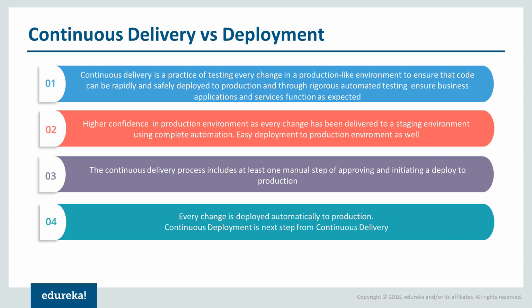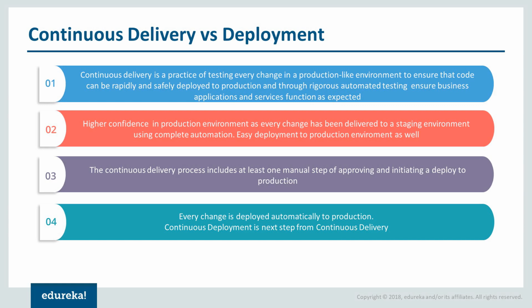Higher confidence in production environments, as every change has been delivered to a staging environment using complete automation. This is very important, and this is where the robustness of your testing frameworks comes into the picture. The more confidence you have in your testing framework and the test cases which you have written, the more confidently you can put things into production machines, and the fewer the chances of having a failure during deployment or later on.